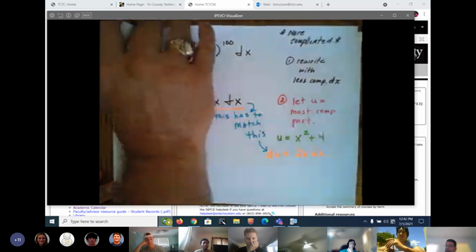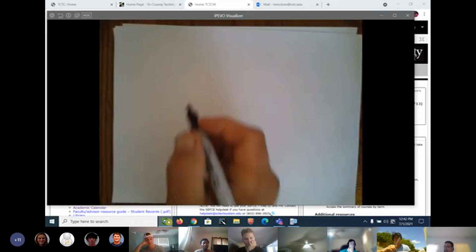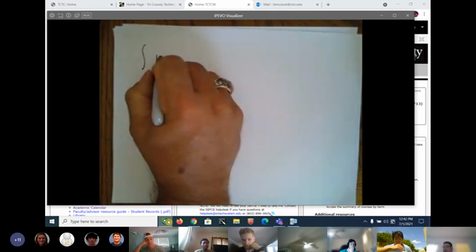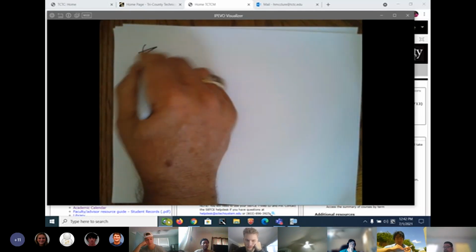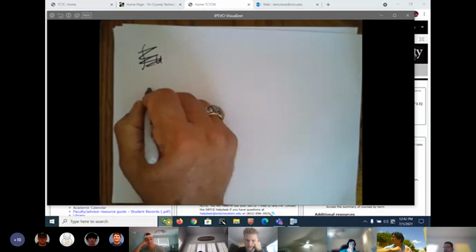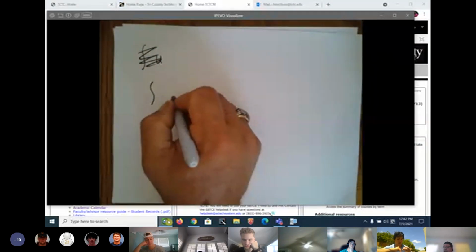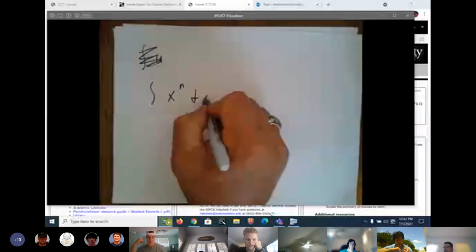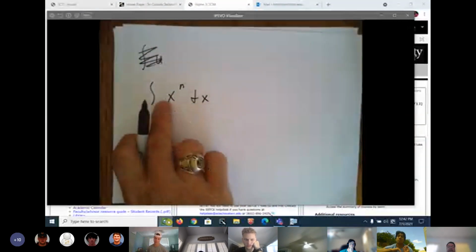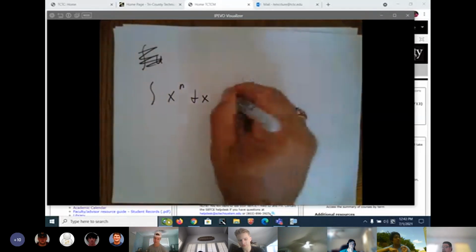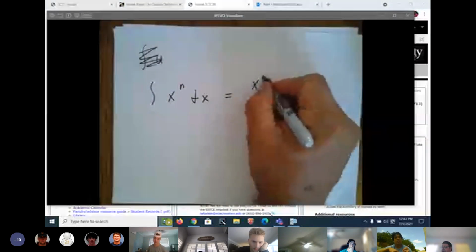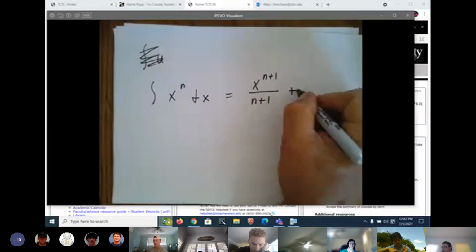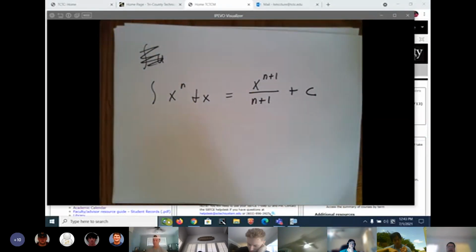The power rule says if you have the antiderivative of x to the n dx, in other words, if this is the derivative of this, then you have x to the n plus 1 over n plus 1 plus c. Did we not go over that?